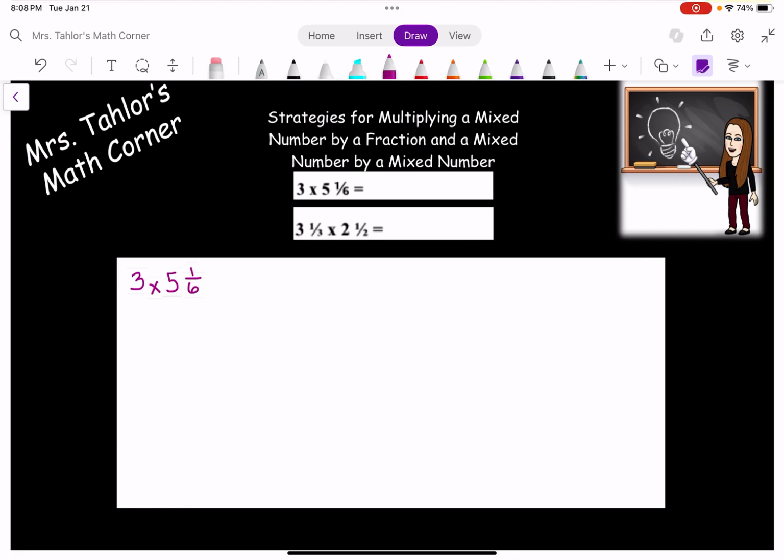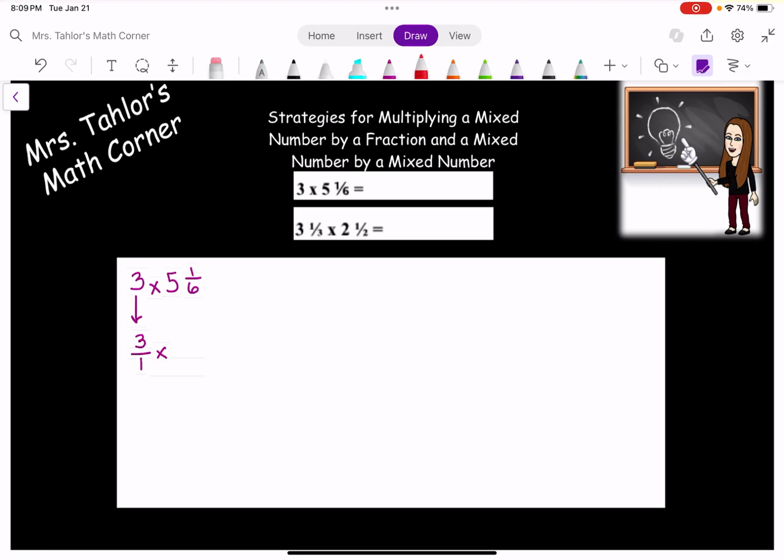We've already talked about how to turn a whole number into a fraction. Whenever we have a whole number, we can turn it into a fraction simply by placing it over 1, because any number divided by 1 is itself. So 3 divided by 1 equals 3. We are going to stay with multiplication because that doesn't change. But when I have a mixed number, I need to turn that mixed number into an improper fraction.